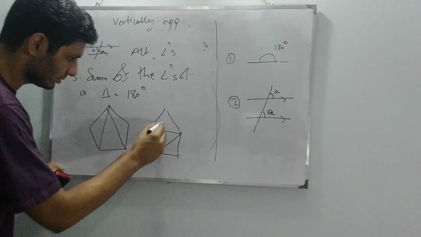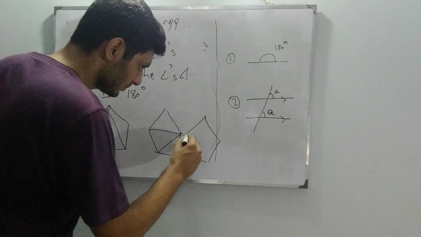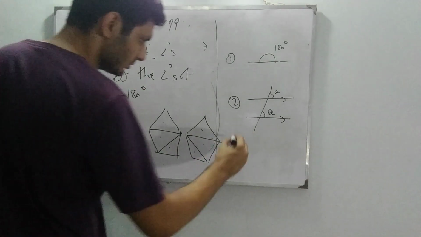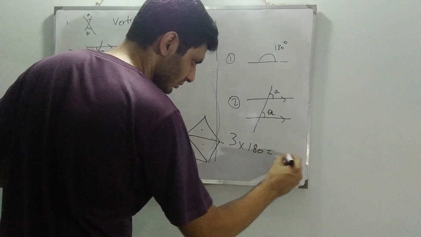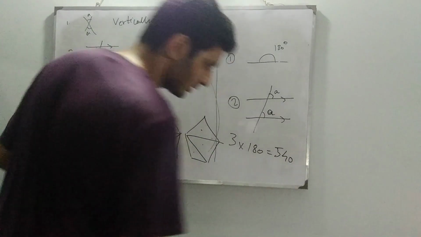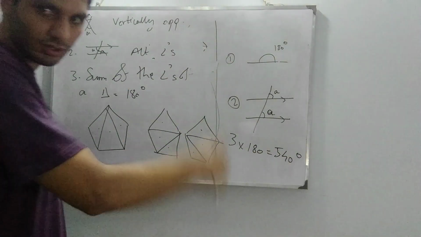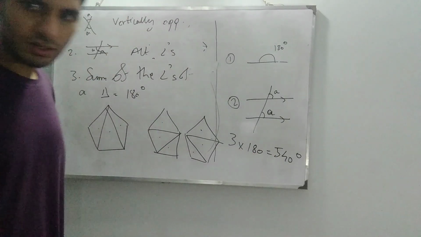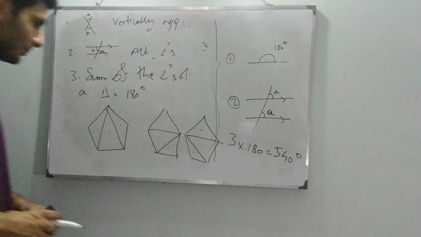One, two, three, one, two, three, one, two, three. So 3 times 180. That gives me 540. So the sum of the internal angles of any five-sided figure is 540 degrees. Five-sided polygon, I should be more precise.